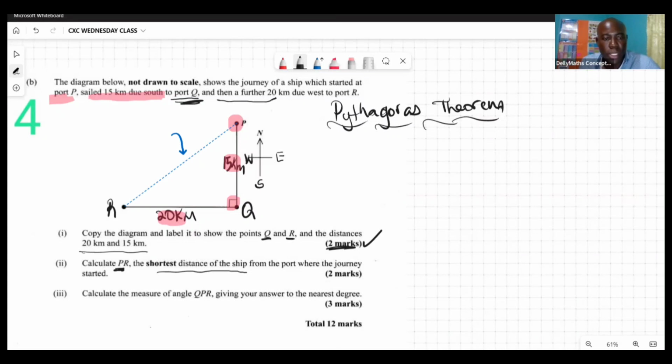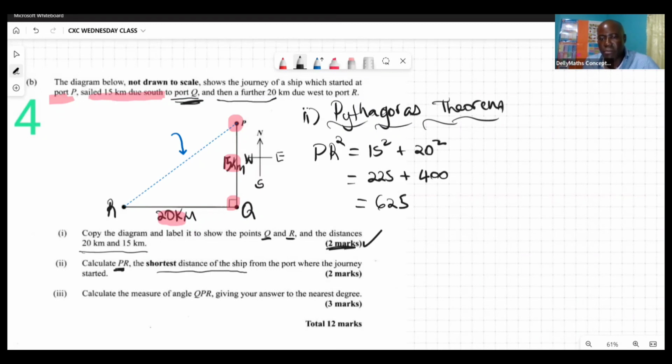Let's go for question number 2. Start off with the long side squared. The long side is PR. So PR squared is equal to 15 squared plus 20 squared. So the long side squared is equal to the sum of the two short sides squared. 15 squared is 225, 20 squared is 400. This is 625. I think the answer is 25. Anybody talk to me?